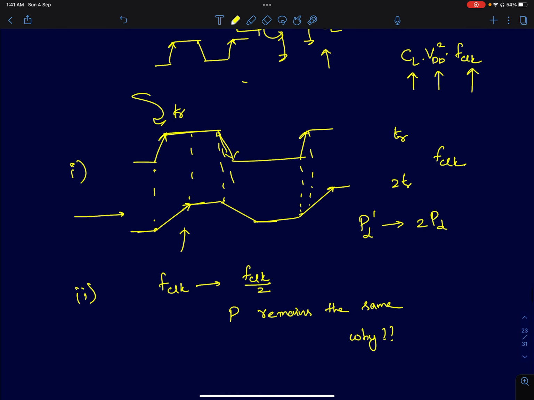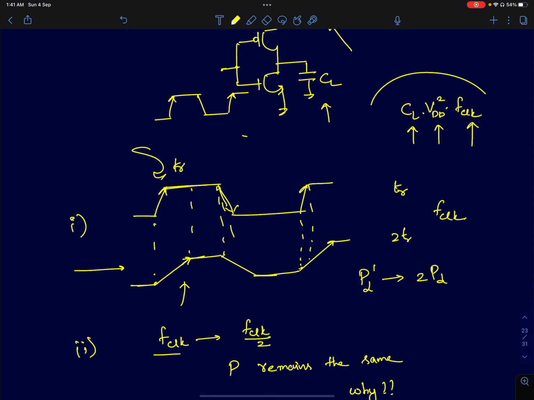In the second example, I'm decreasing my clock frequency by a factor of half, but you observe that the power dissipation remains more or less the same. It doesn't change at all. Again, we should be able to explain why this happens. Even though I'm decreasing the clock frequency by half, you don't see any change in the power dissipation. If you directly look at the expression for power dissipation of a CMOS inverter, you will readily say that the clock has reduced by half, so you would expect the power to go down by half, but that's not happening. And why is that?